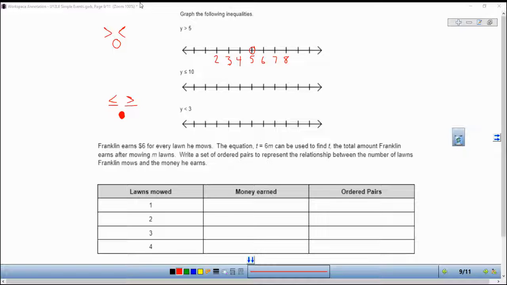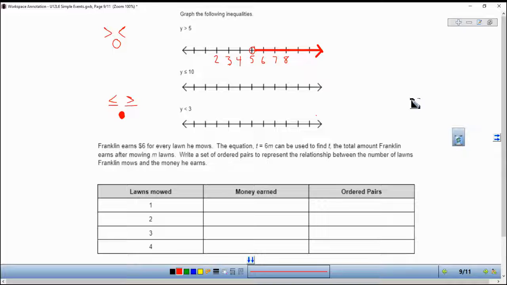So we have an open dot on 5 because it's not "or equal to," it's just greater. Because it's greater than, we know where the arrow is going to go. I'm going to try to use a line for this. So it's going to go to the right, and we're going to put an arrowhead at the end. I'm going to make that line a little thicker so you can see it better. There we go. There it is.